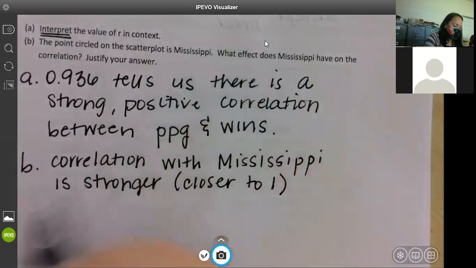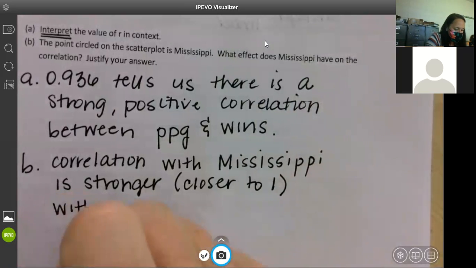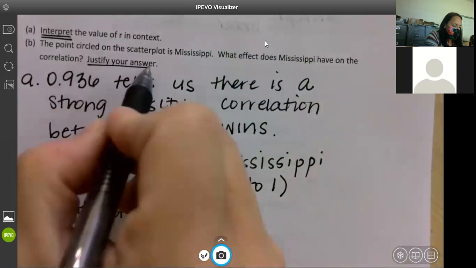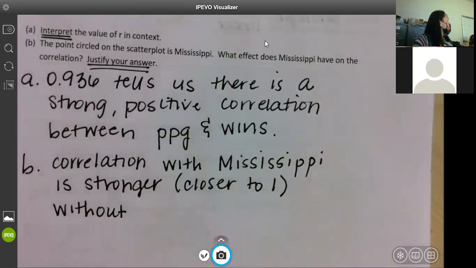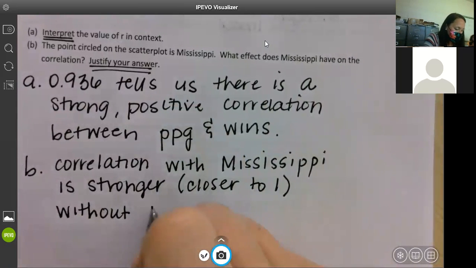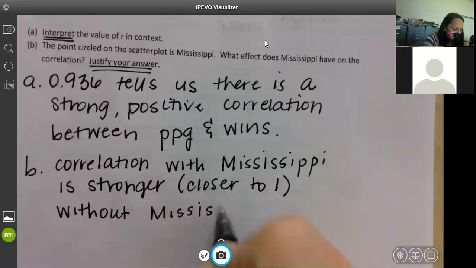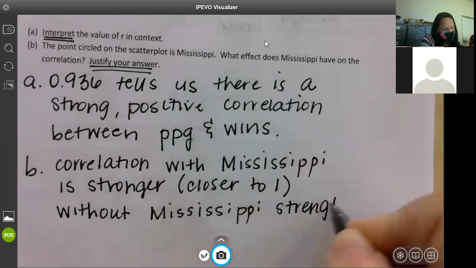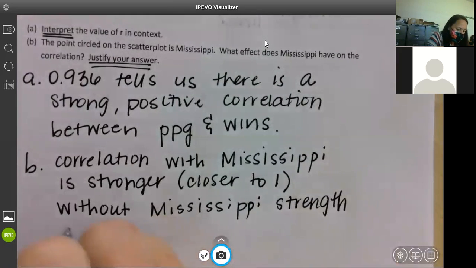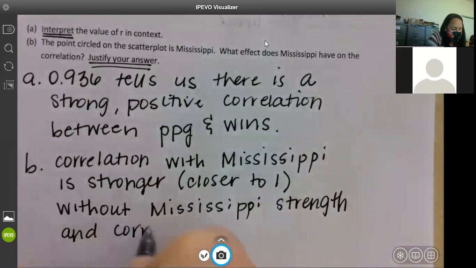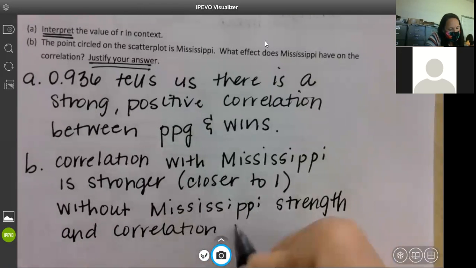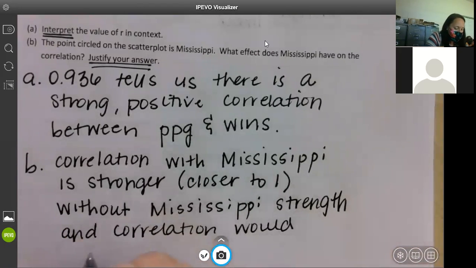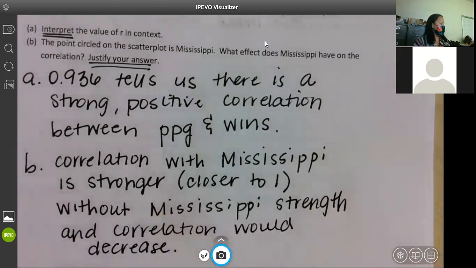Would we need to do that in the future, or can you say stronger? No, you have to justify everything because it says justify your answer. Okay? Without Mississippi, what would it do? The strength. So you're saying it would be weaker? And correlation would decrease. If you say one or the other, I would be fine. That's it.